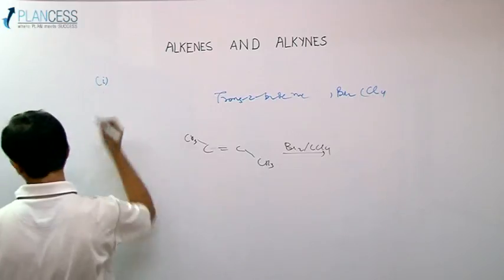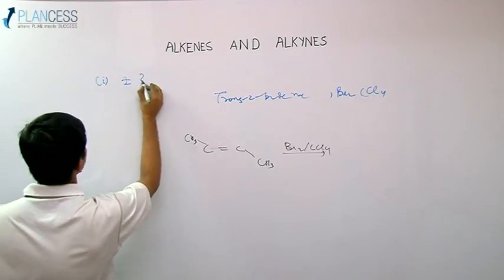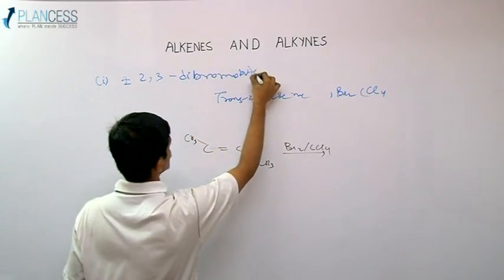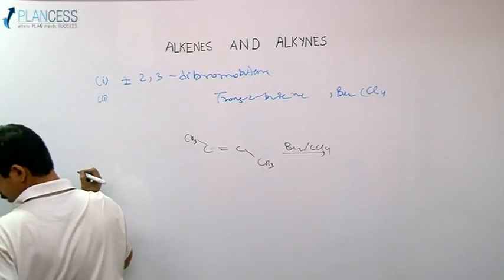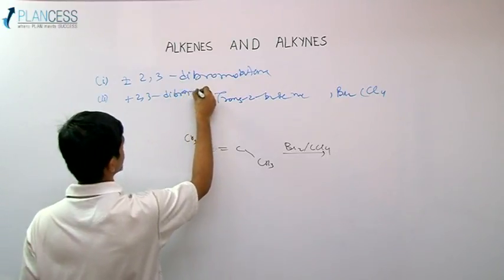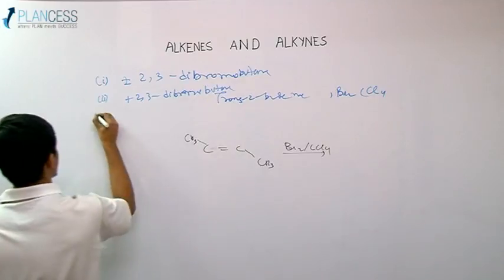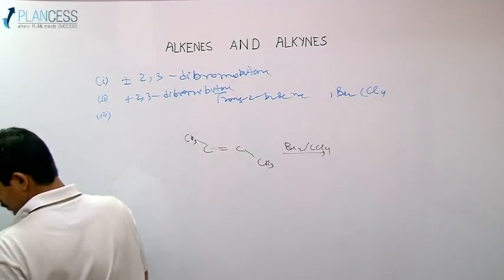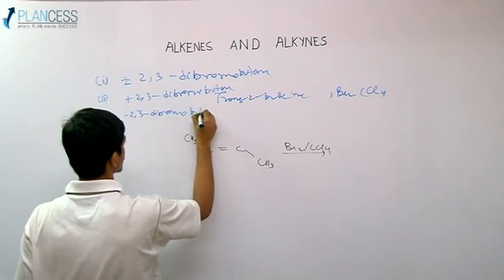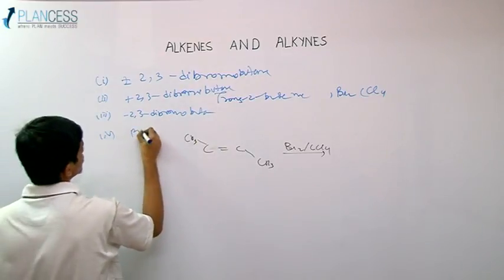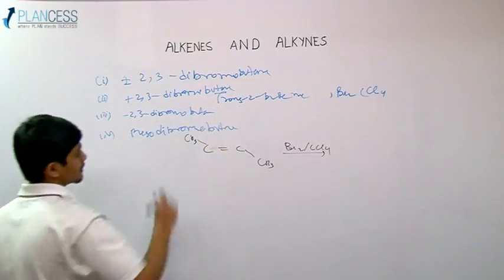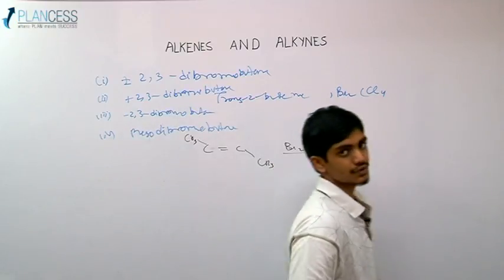So to make your life easy, the 4 options are plus minus 2,3-dibromobutane. Then we have got plus 2,3-dibromobutane. Then we have minus 2,3-dibromobutane. Finally, we have meso-dibromobutane. Now, out of these 4 options, which do you think is correct?